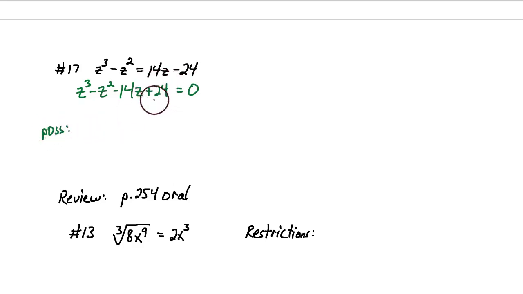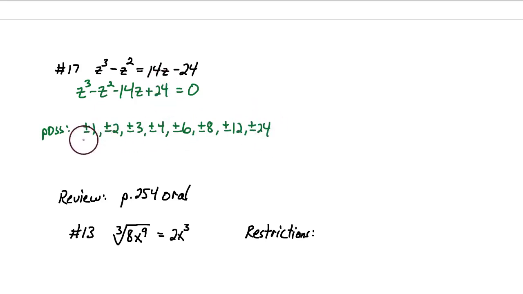All of the factors of the constant term 24: positive and negative 1, positive and negative 2, positive and negative 3, positive and negative 4, positive and negative 6, positive and negative 8, positive and negative 12, and positive and negative 24. These are all the numbers that divide into 24. Then in the denominator, all of the factors of the leading term, which is a 1. So just positive and negative 1.